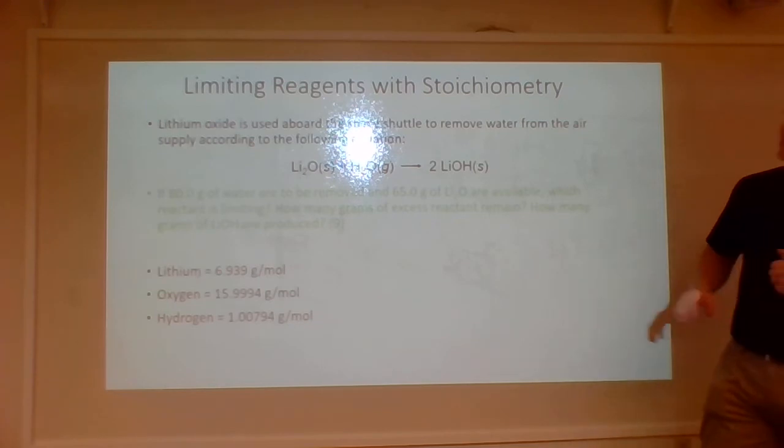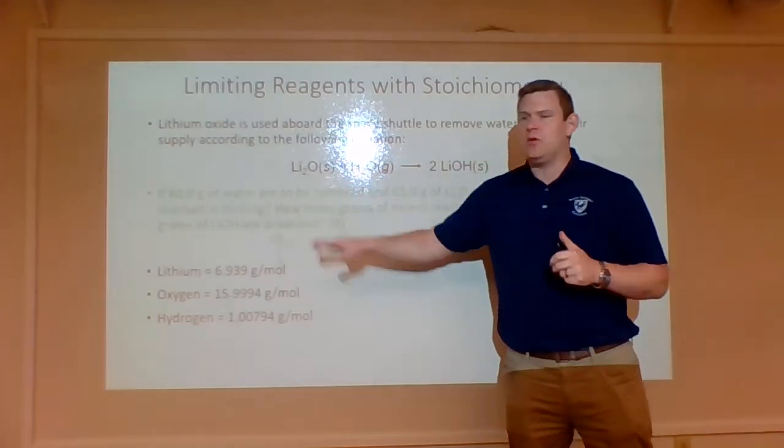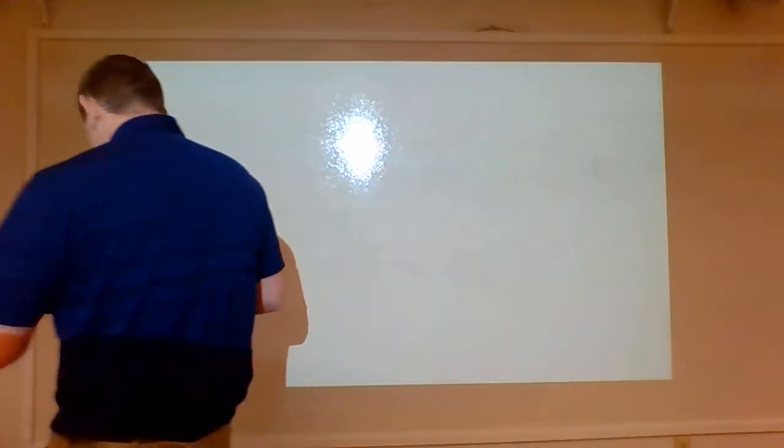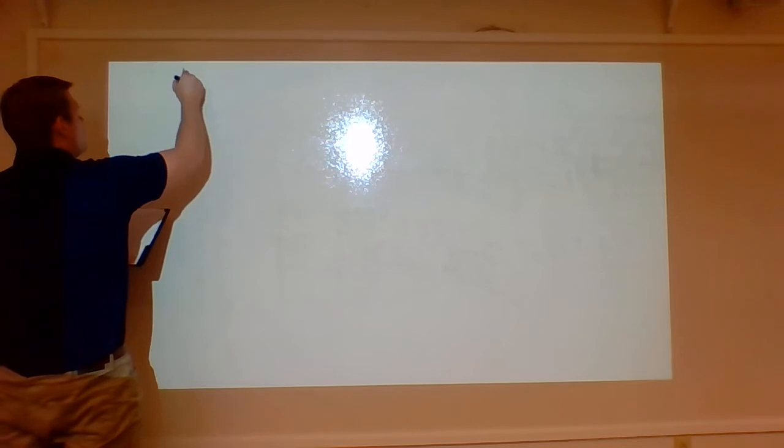Okay, so if you're given the amount of both starting materials, identify which is in excess, which is limiting, how much of the excess is left, and how much of the product you're going to form. Okay, so let's work through this problem. The first step is determining the molar mass of all the different compounds involved. And I will assume again that you can do that.